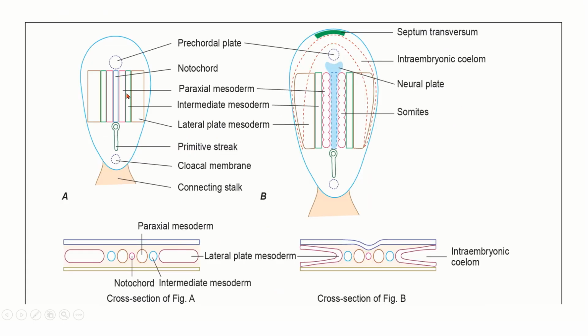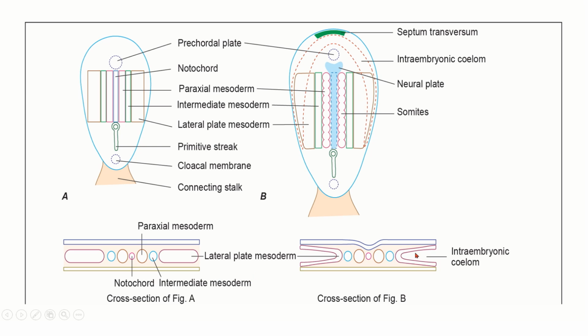You can see the clear differentiation, diagrammatic representation. The intermediate mesoderm is being divisible into paraxial mesoderm, which lies on either side of the axis, intermediate mesoderm and lateral plate mesoderm. You can see the paraxial mesoderm dividing into somites, and you can see the intermediate mesoderm, and here you can see the lateral plate mesoderm.